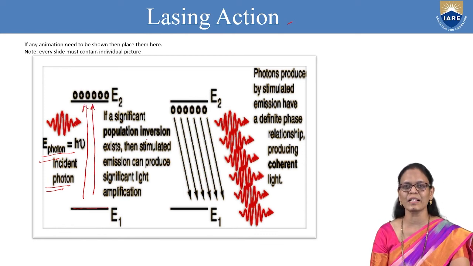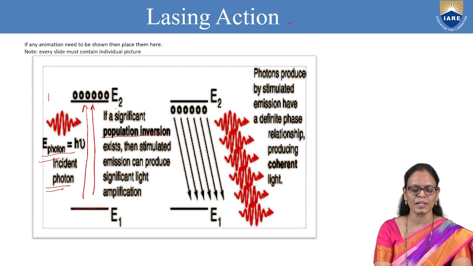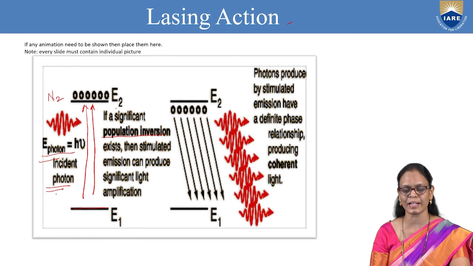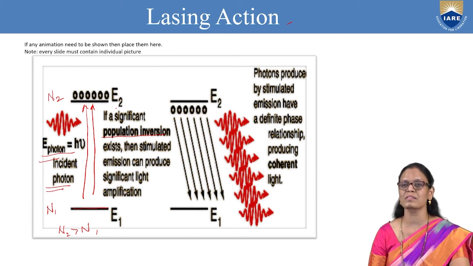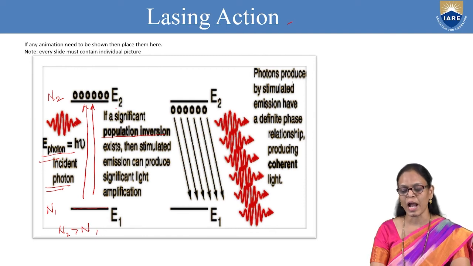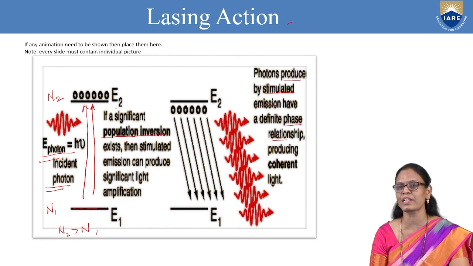So what we see here is there is a population inversion. What is population inversion? The number of atoms in the excited state N2 is greater than N1. So population inversion is achieved. Now when this population inversion is there, what happens? If you stimulate it with the help of an external photon, then there is the radiation that is emitted. And the photons that are produced by stimulated emission will have a definite phase relationship, producing coherent light.